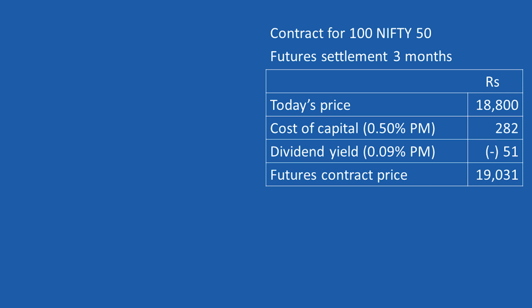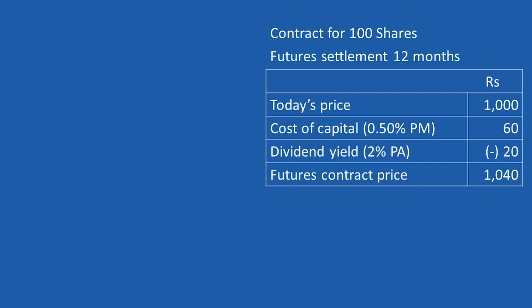So the futures contract price is going to be 18,800, which is what we call S, or the spot price. Cost of capital, that is C, 282 added to that, minus Y, that is 51 rupees, which is the dividend yield. And therefore the futures contract price, or F, is going to be 19,031, which we will quote if we want to enter into this futures contract.